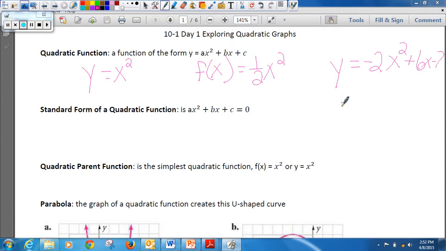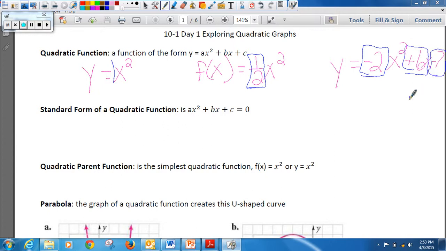So you notice that in order to be a quadratic function, it has to have an a. For instance, on this one, our a would be 1, because that's the coefficient in front of x squared. Here my a would be 1/2. Neither one of these has a b and c, and that is okay. It still is a quadratic function, but it does have to have an a. On this one, a is negative 2, b is 6, and c is negative 7, so it has all three of them.